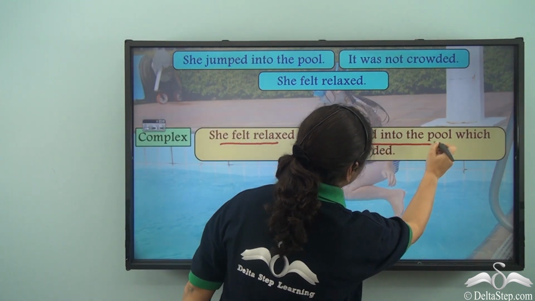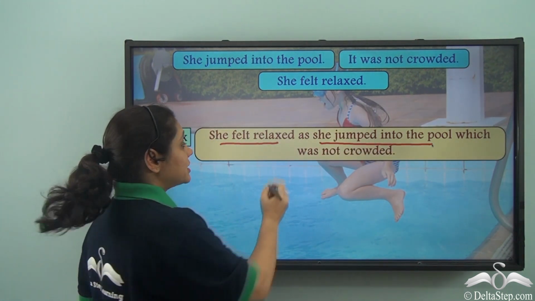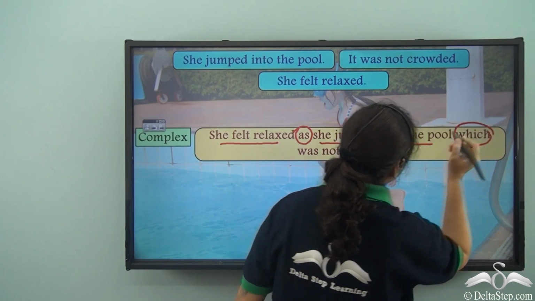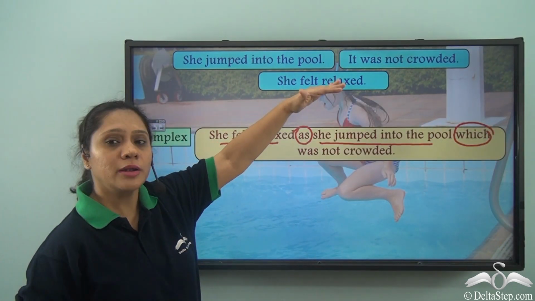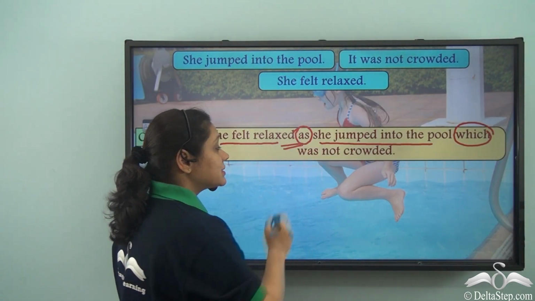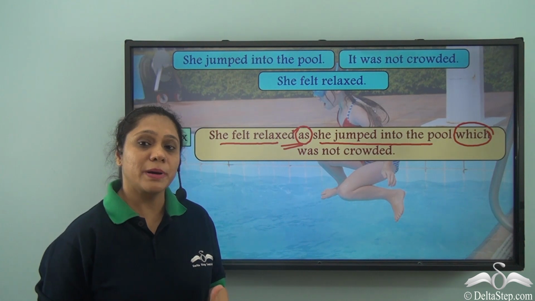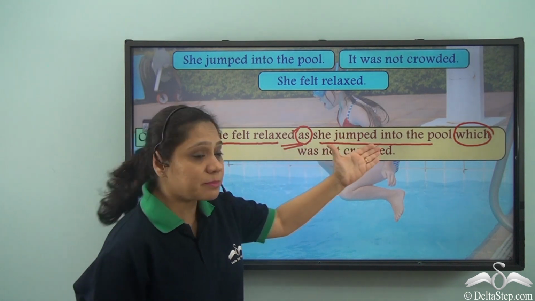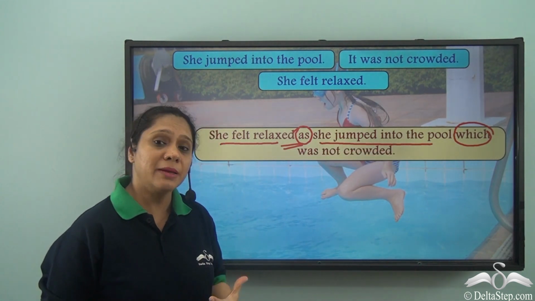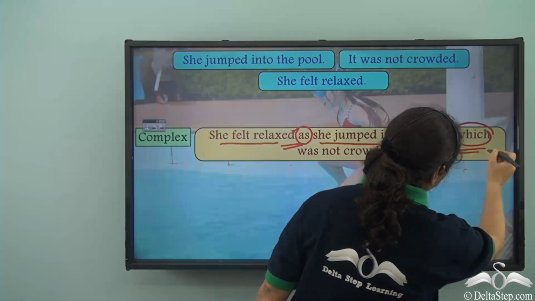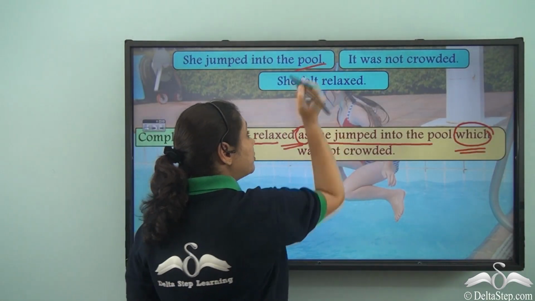She jumped into the pool with the subordinating conjunction as, and we have used the relative pronoun which to join the third sentence, it was not crowded. Now here we have used the conjunction as because we are referring to a particular time. She felt relaxed as she jumped into the pool. We are referring to the time that she jumped into the pool, and we have used the relative pronoun which because it is describing the pool.